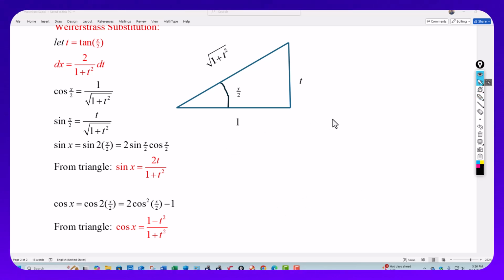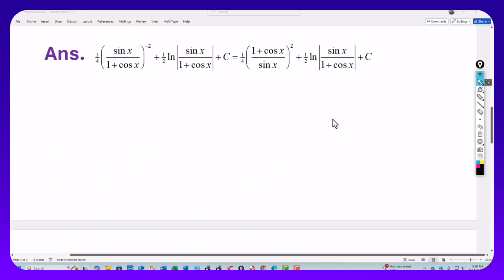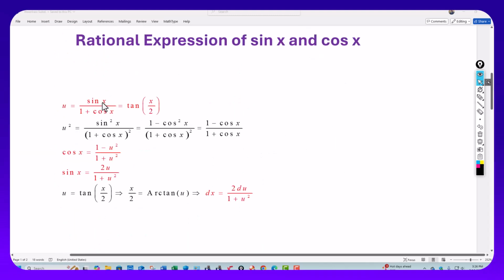But before we go to an example, just wanted to point out again that if you have a problem where you have multiples of sine and cosine in the denominator, some other methods don't work. You can't use partial fractions. Integration by parts doesn't work. Standard U substitution doesn't work. And if they don't specify, then you can use these formulas.